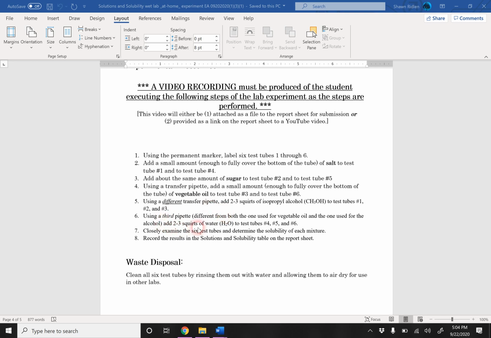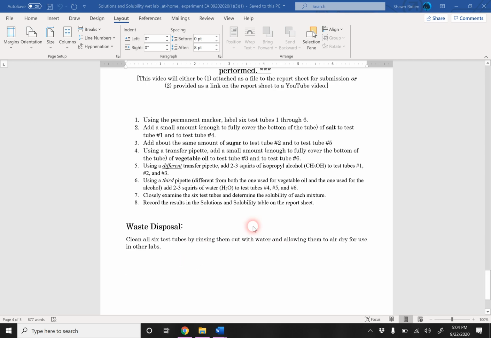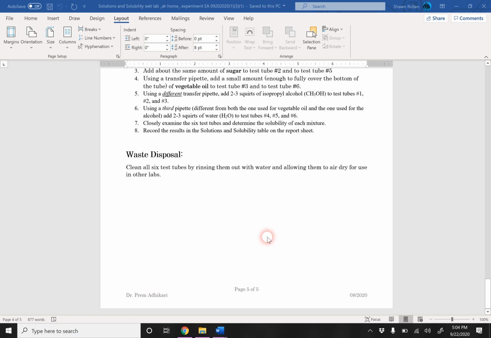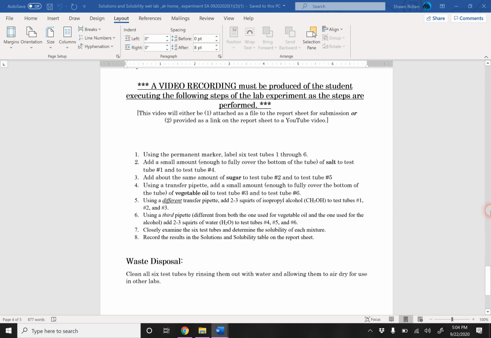Okay, so it wants you to closely examine the 6 test tubes and determine the solubility of each mixture. So how are you going to decide if something's soluble? Well, does it dissolve or not? If it doesn't dissolve, okay, then it's not soluble. If it does dissolve, then it's soluble, of course. Okay. So then you'll record the results in the solutions and solubility table on your report sheet. As far as waste disposal, everything can go down the sink with just lots of water, and then just allow them to air dry.